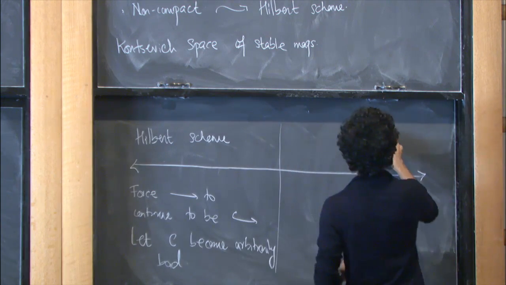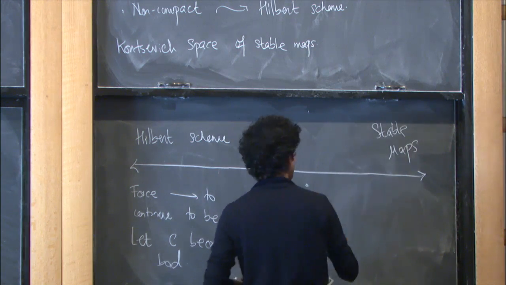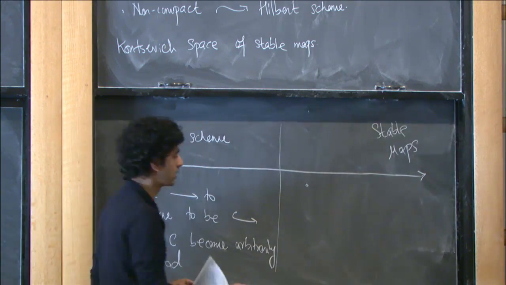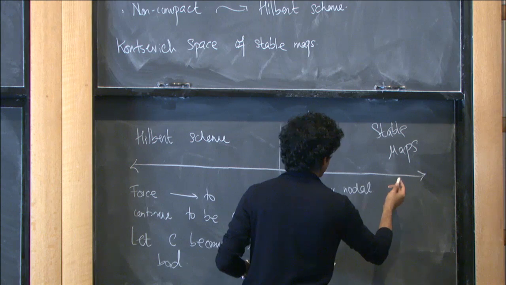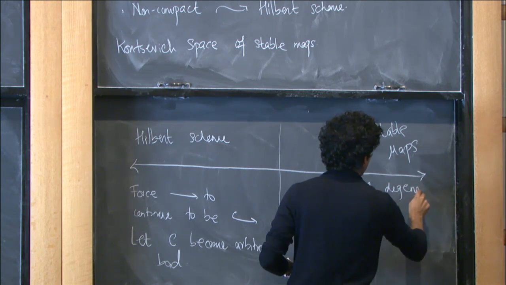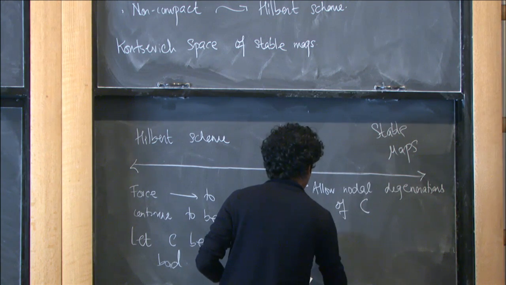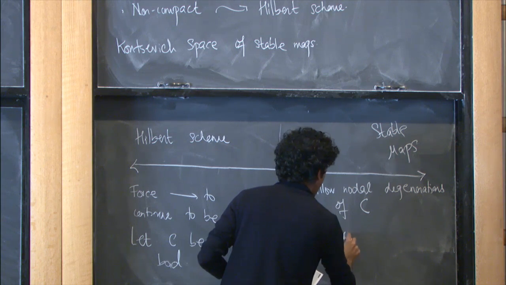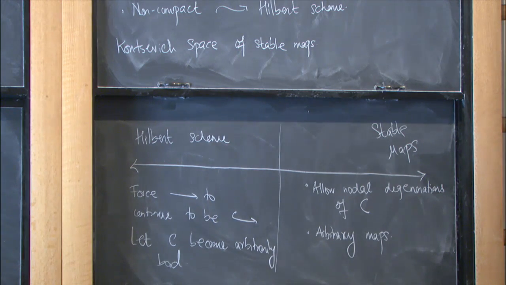And then all the way on the other end is the stable maps compactification, which says that you only allow the mildest possible singularities of the curve itself. So you only allow nodal degenerations of C, but then essentially arbitrary maps. Okay, so it's perfectly fine if your genus g curve is mapping to projective space by contracting lots of components and multiple covering its image. And that's all completely fine.